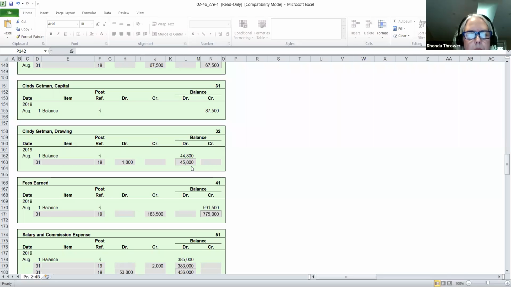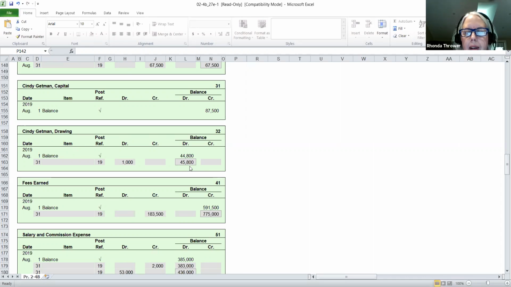And the next account balance is drawing. Notice your drawing has a debit balance of 45,800. And that's because drawing is treated like an expense. It's got a normal debit balance. It increases on the debit side. The total amount of this drawing will eventually decrease owner's equity on our financial statements. But right now, we're not at that point yet. We're just still copying the ending balances from our ledger to the unadjusted trial balance.